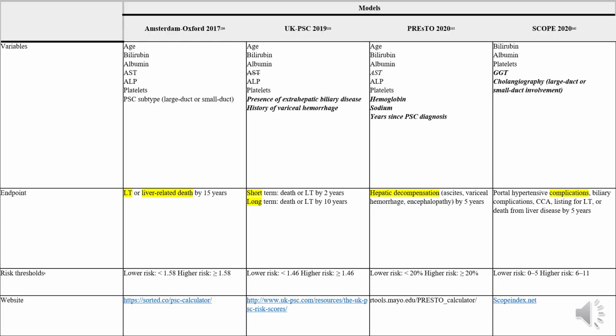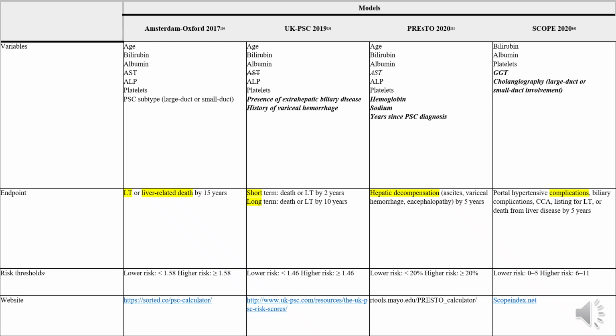Here are the models we use for classification and clinical risk assessment. We have the Amsterdam-Oxford from 2017, the UK-PSC from 2019, the PRESTO from 2020, and the SCOPE from 2020 as well.